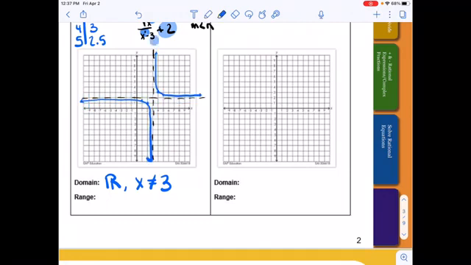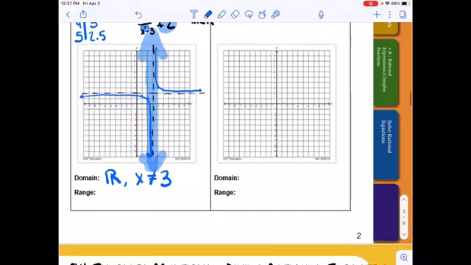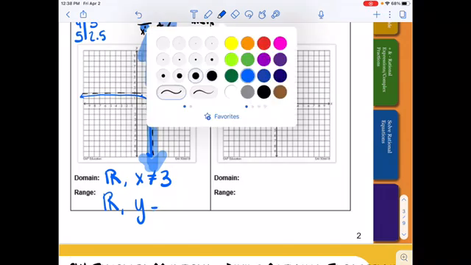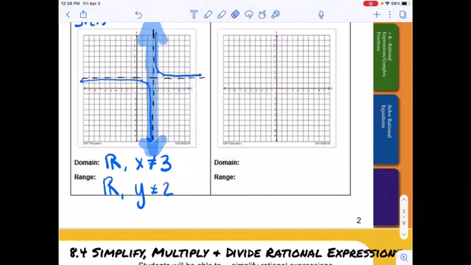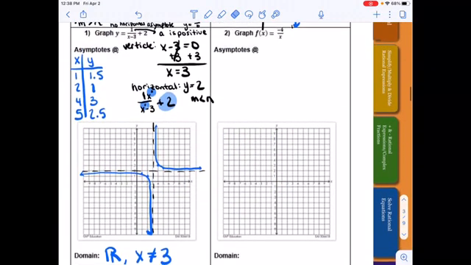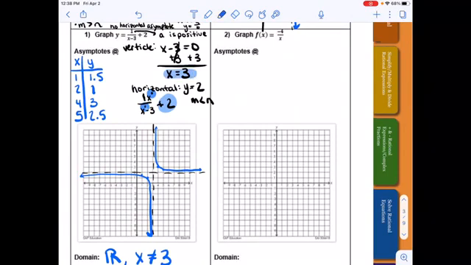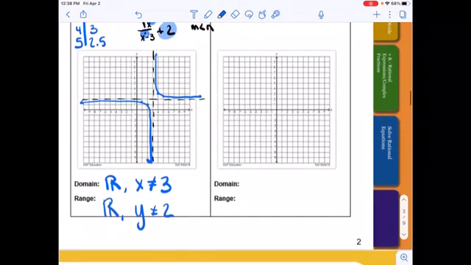And then for the range, we're looking at y values, so up and down. You notice that it goes forever, infinity in the positive and forever infinity in the negative direction. So it is all real numbers. But we cannot have y equal to 2. We never have a y value of 2 because it's the asymptote. Now, if you look up here, you'll notice these are actually the same as the asymptotes. They just cannot equal those things for the domain and the range.